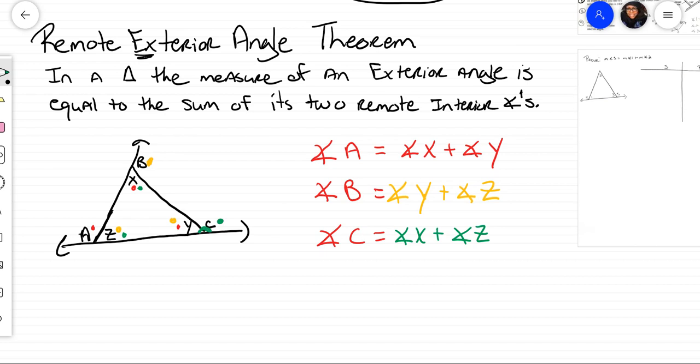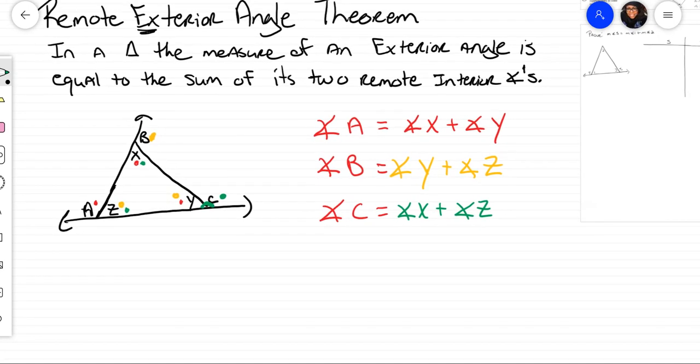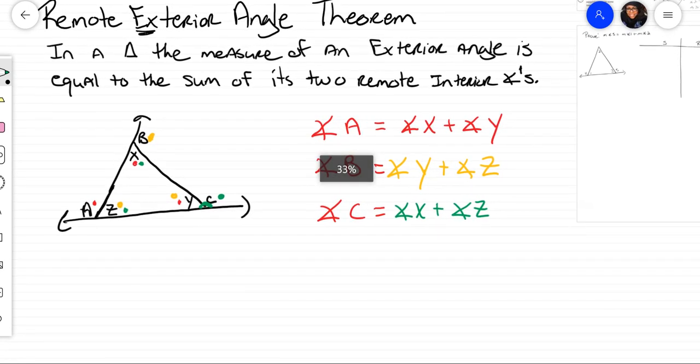And let me explain to you why this theorem works. We'll prove this theorem on Thursday in class. But let me just explain to you, kind of with some simple numbers, why this is going to work.